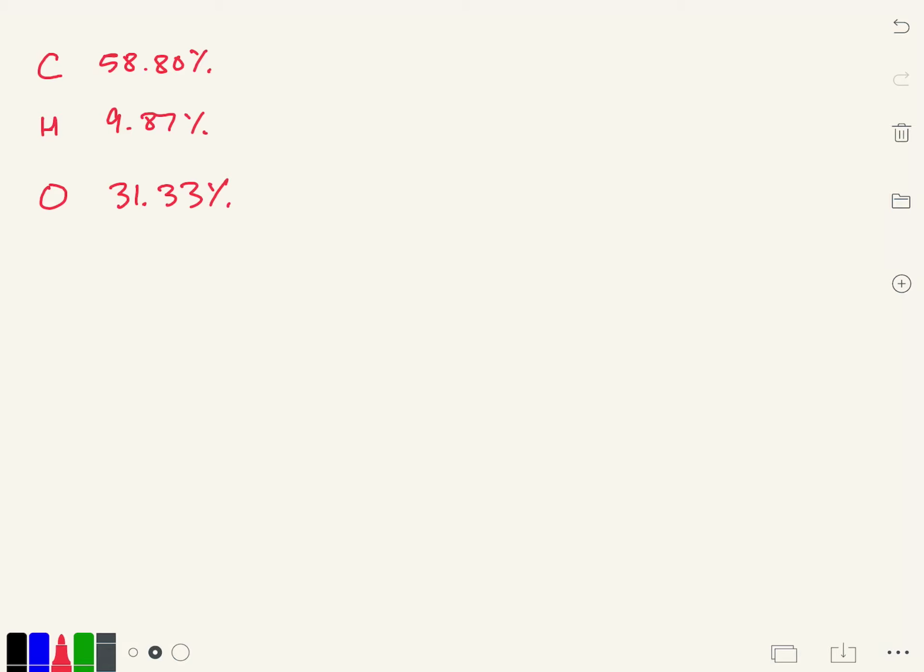So right off the bat, I'm going to say I have 100 grams of stuff. That makes all of these percentages grams. So with 100 grams of stuff, I just have 100 grams of my elements now. So carbon, hydrogen, oxygen.